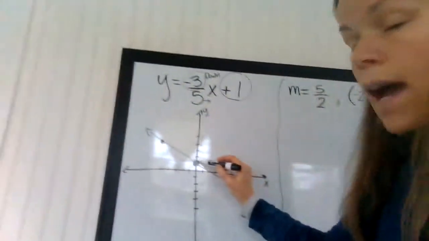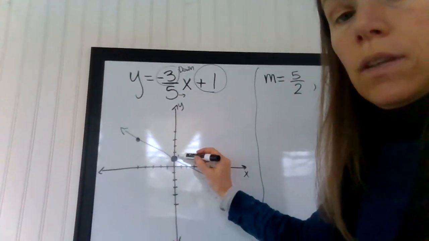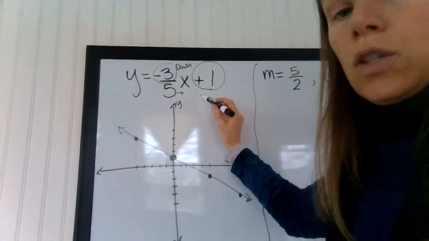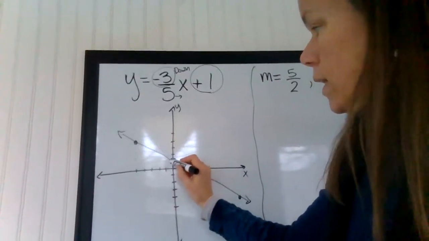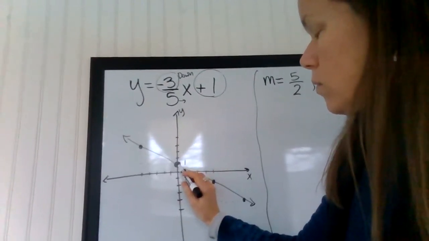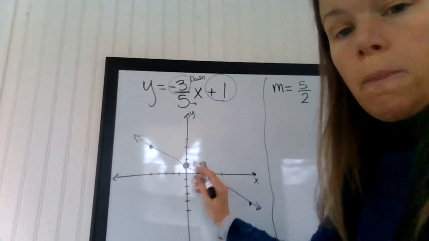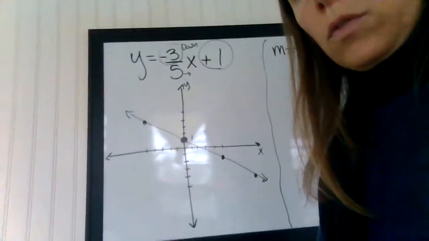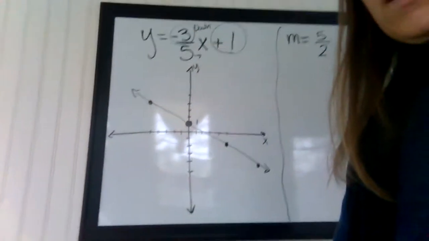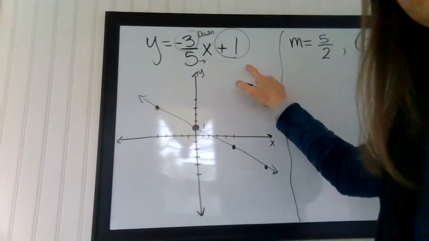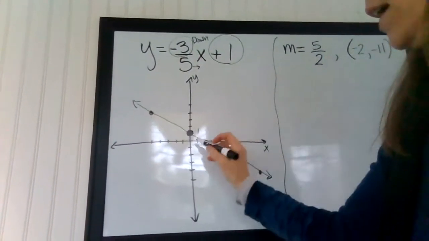If I started out with this graph and I needed to write the equation, then I can see right here that this line crosses the y-axis at y equals 1. Right? So I've got this y equals 1 right here. And so I can go ahead and know that my b is going to be plus 1. And then I can count out the slope.